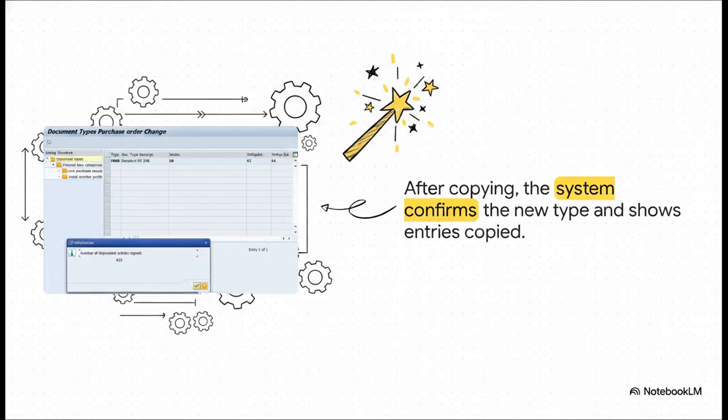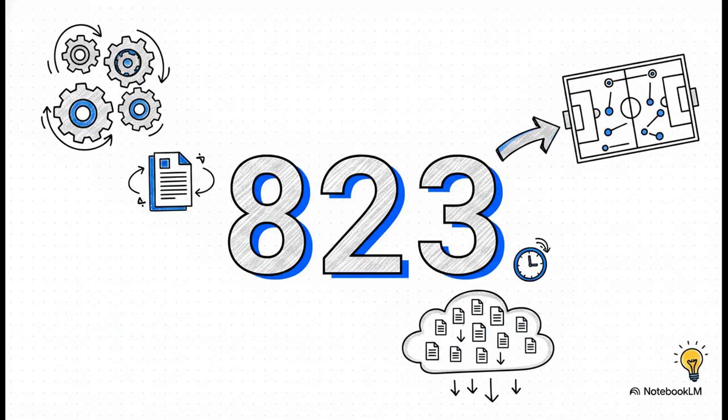Okay, so after we save our new ZNBB type, the system confirms the play has been added to our playbook. But look closely at what that little information pop-up is telling us. This is where the magic really happens. Get this. With that one click, the system just copied 823 dependent entries and settings. That's like designing one new play and having the system automatically draw up every single possible formation and variation for you. It saves you potentially hours of manual coaching and configuration work.